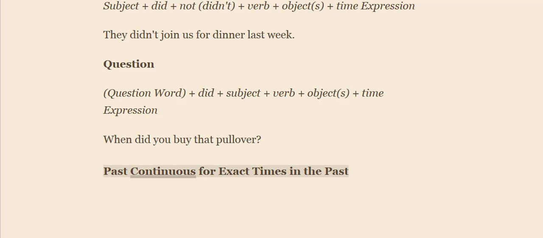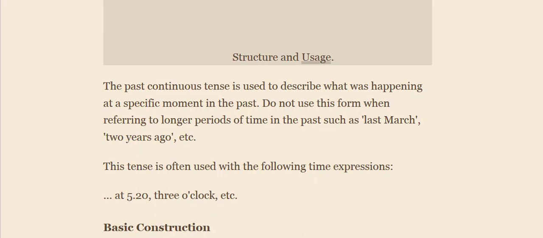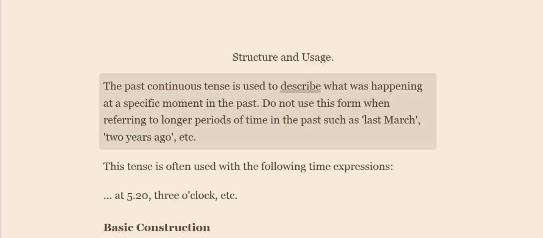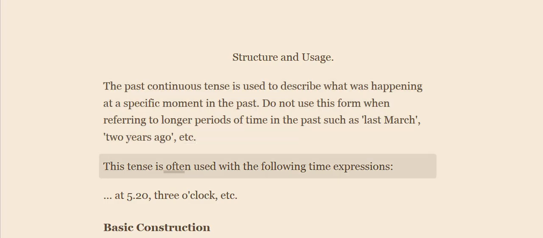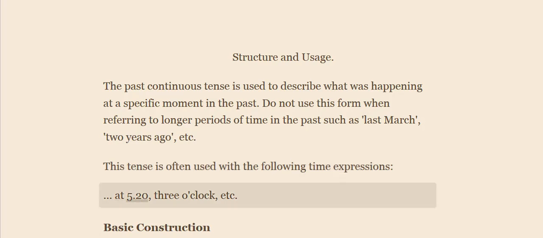Past continuous for exact times in the past. Structure and usage. The past continuous tense is used to describe what was happening at a specific moment in the past. Do not use this form when referring to longer periods of time in the past, such as last March, 2 years ago, etc. This tense is often used with the following time expressions. At 5:20, 3 o'clock, etc.